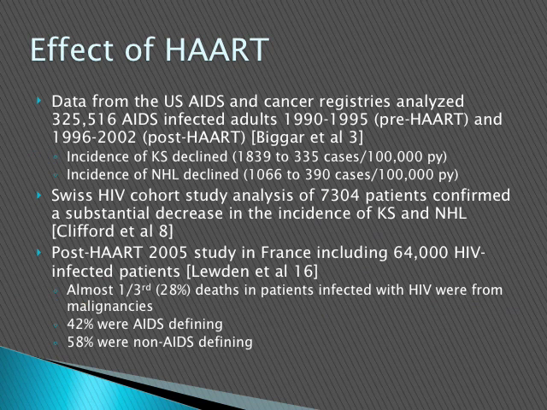So looking at some of the literature here, data pulled from U.S. AIDS and cancer registries, looking at 325,000 AIDS-infected patients in the pre-HAART era, which is 1990 through 95, and the post-HAART era, 1996 on. They found that the incidence of KS declined, and you can see that 1839 cases decreased to 335 cases per 100,000 patient years. The incidence of NHL, the same, went from 1066 to 390 cases per 1,000 patient years, so pretty significant.